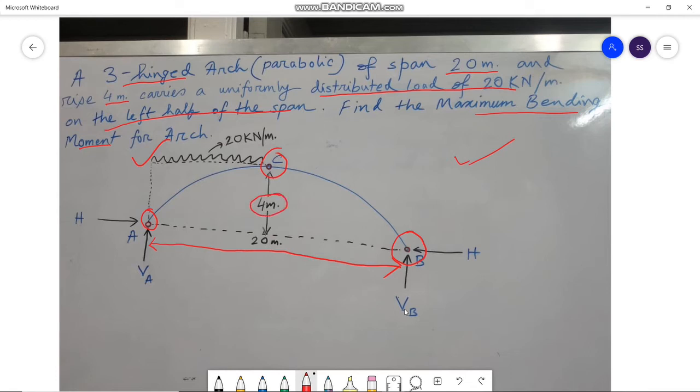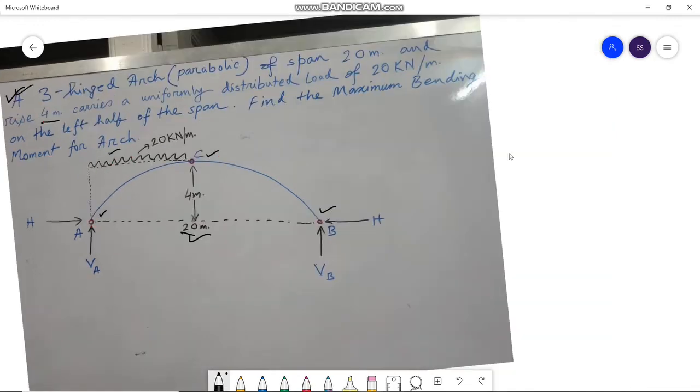So now we have to solve this problem. And don't forget that this 20 kN per meter uniformly distributed load is acting at the left half portion of the span, that is here. So in order to solve this problem, first we need to calculate the vertical reactions at A and B, that is we have to calculate VA and VB. In order to do so, let us take moment about point A.